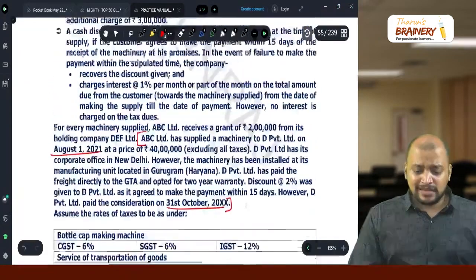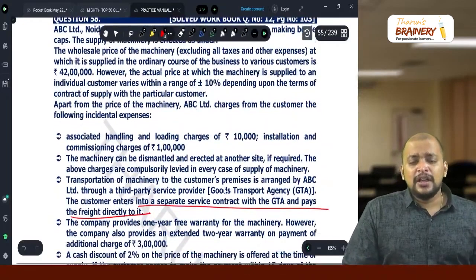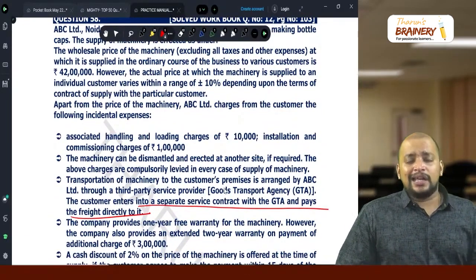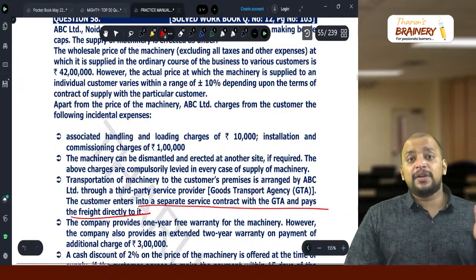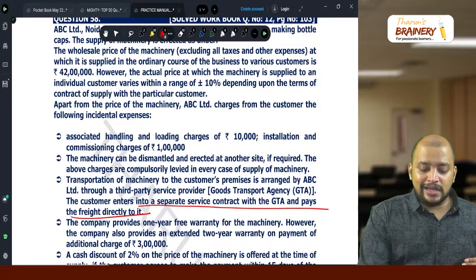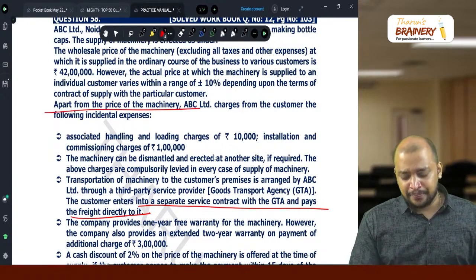Then start from the beginning. What is the first number? 10,000. To be included or to be excluded? That is to be included. Why? Incidental charges. In the given price, it is not included. So all these are additional. All these are additional apart from the price of the machinery. So therefore, it is not included.